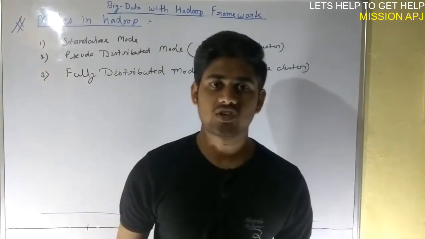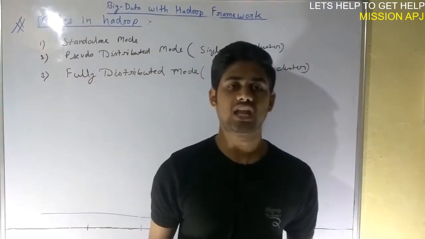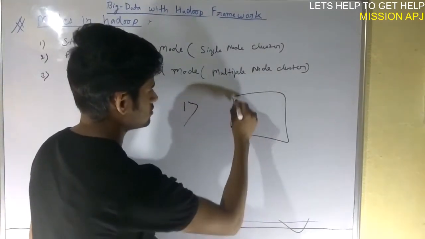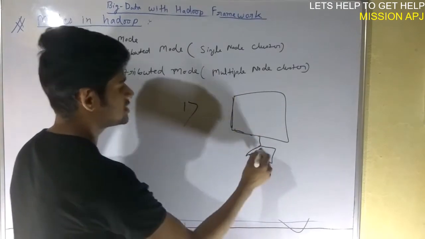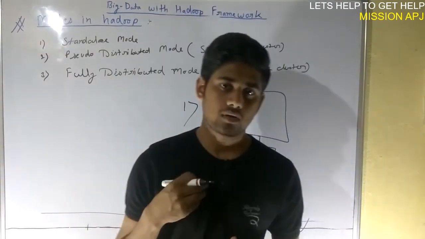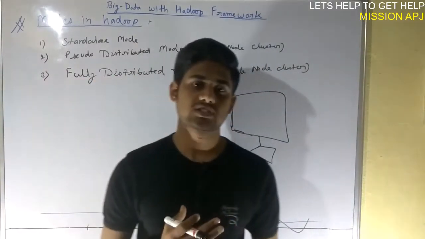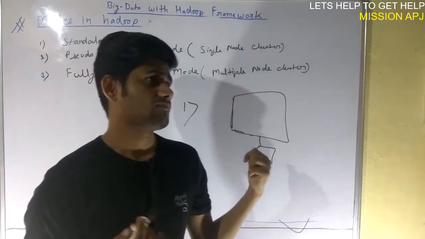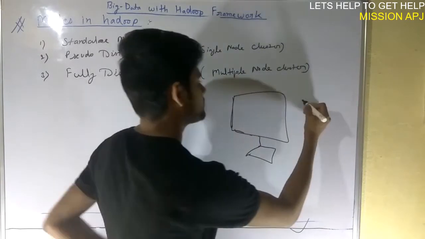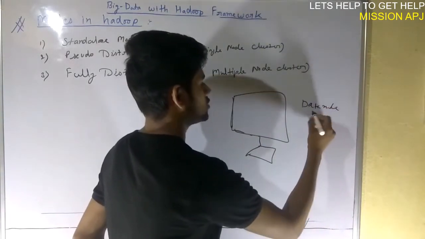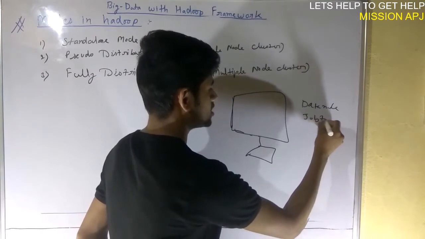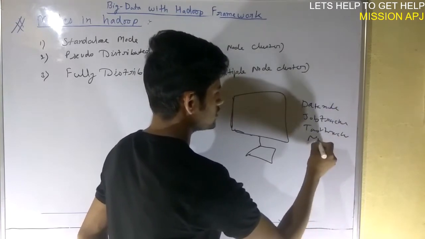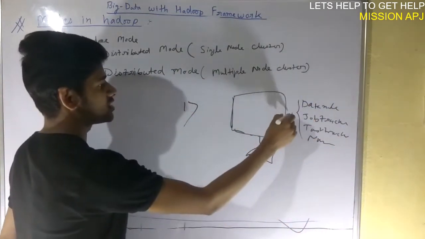What is the meaning of standalone mode? Standalone is single, which can handle everything. So in standalone mode, only one node, one system is there, and only this system is working. It is being used for data storing purpose, as well as for your nodes also. So all nodes like data node, job tracker, task tracker, name node, these are all in a single machine.